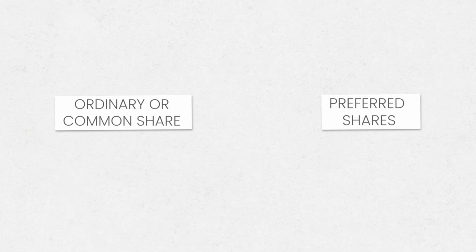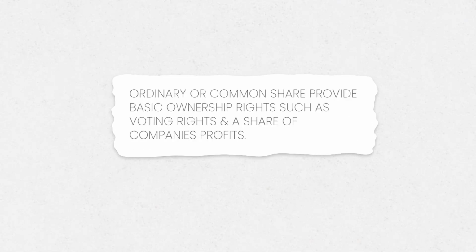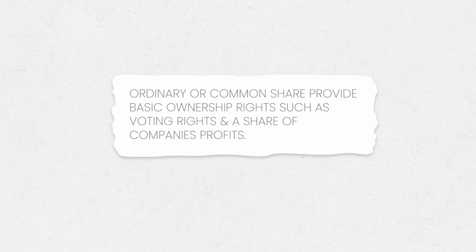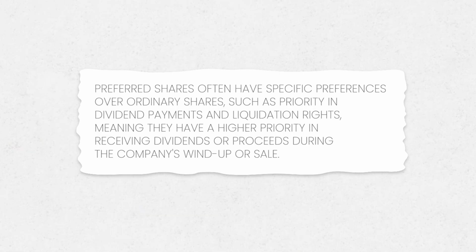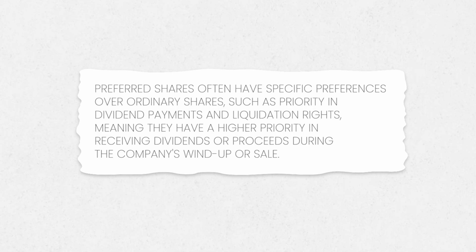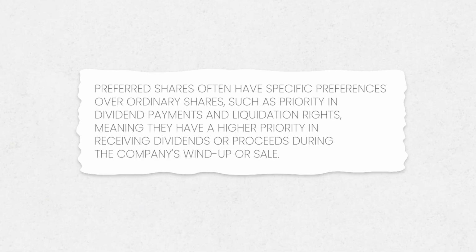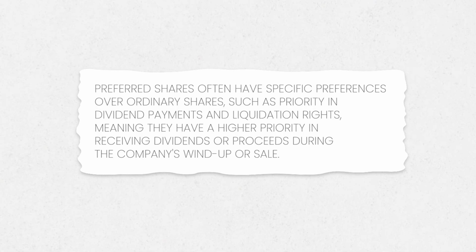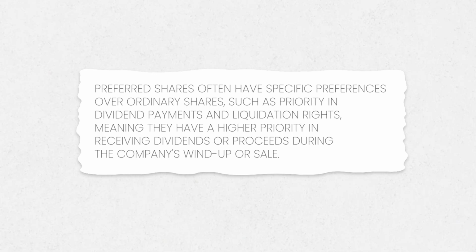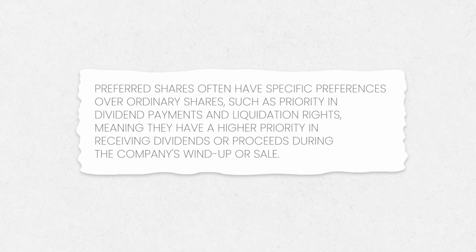Before setting up the share structure, you've got to have a clear understanding of the various types of shares available and their associated characteristics. The most common types include ordinary or common shares and preferred shares. Ordinary or common shares provide shareholders with basic ownership rights, such as voting rights and a share of the company profits. Preferred shares, on the other hand, often come with specific preferences over ordinary shares, such as priority to dividend payments or to liquidation rights, that is, participation upon the wind-up or sale of the company.